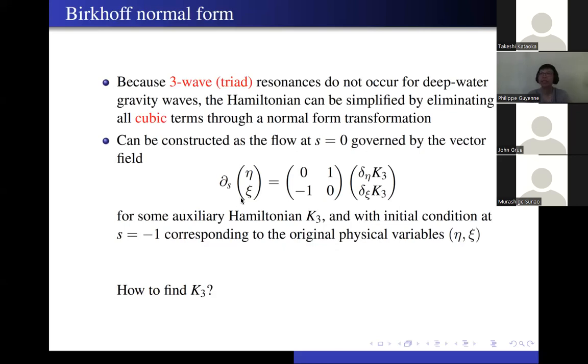And so this Hamiltonian flow helps you go from some old variables to some new variables. And this Hamiltonian flow has some associated Hamiltonian that I'm calling here K3. So K3 because I would like to remove all the cubic terms. And so the question now is, how do you find this Hamiltonian K3 for these transformations, right? So if you can find the K3, then you know everything about the transformations, and therefore you can remove all the cubic terms and simplify the Hamiltonian of the water wave problem.